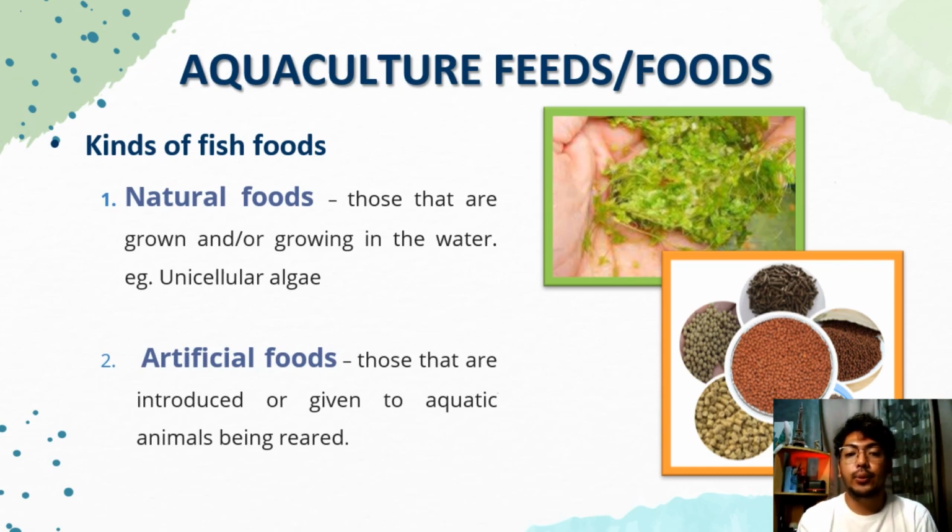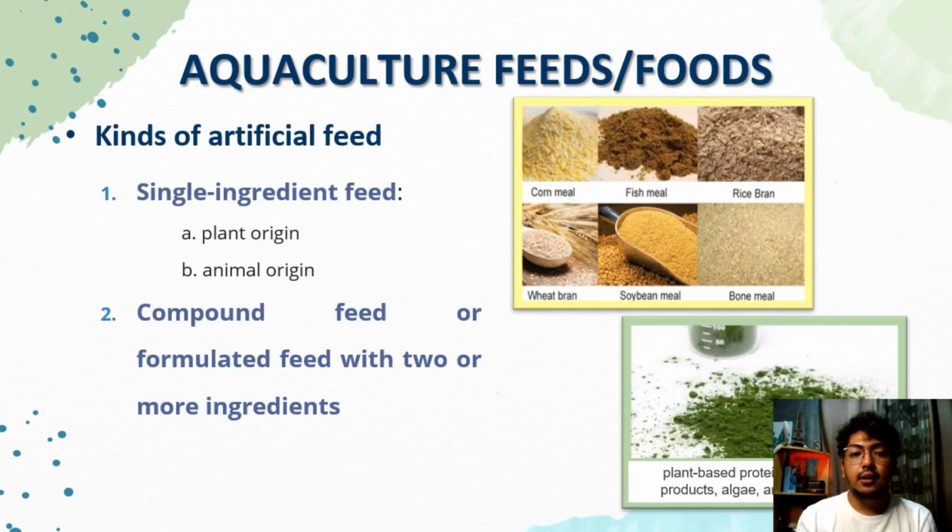Second, we have the artificial food. These are those that are introduced or given to aquatic animals being reared, like pellets, flakes, and others, and will be discussed in the next slides. Under the artificial feed, this could be from a single ingredient feed, which is solely from plant origin or animal origin. In plant origin, these are derived from algae and other plant-based materials like cornmeal, rice bran, and others. And in animal origin, these are derived from insect larvae, scraps from the slaughterhouse, bone meal, fish byproducts or fish meals, and so on.